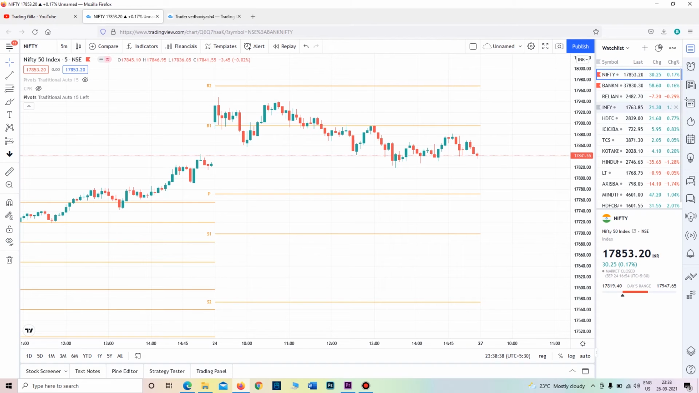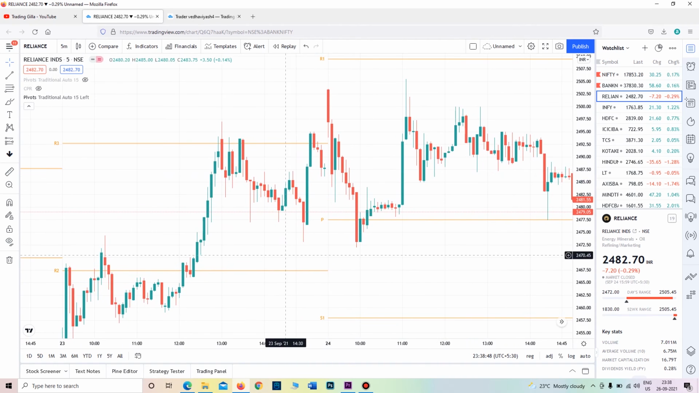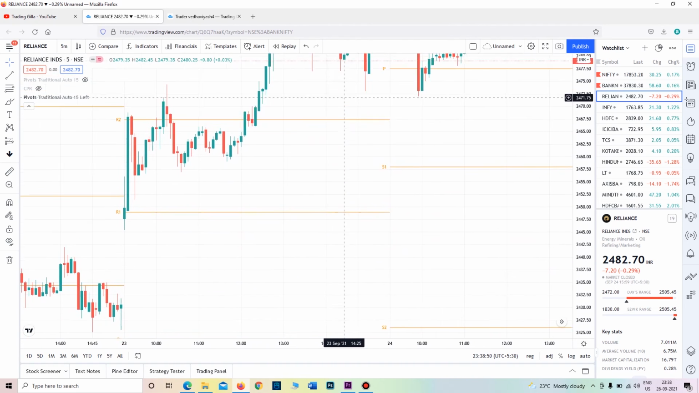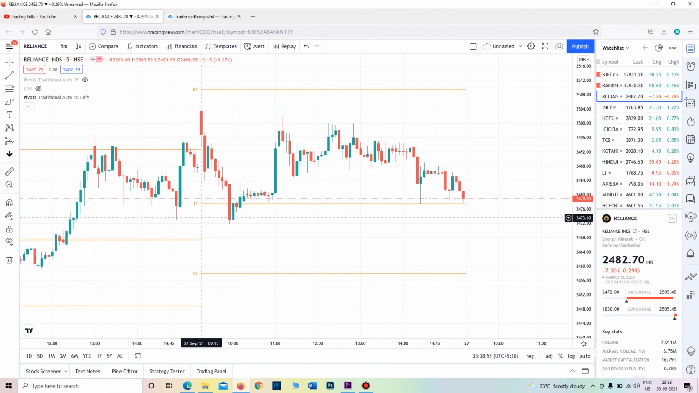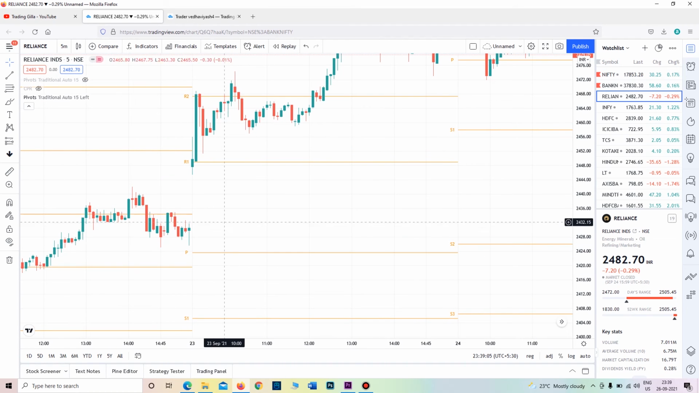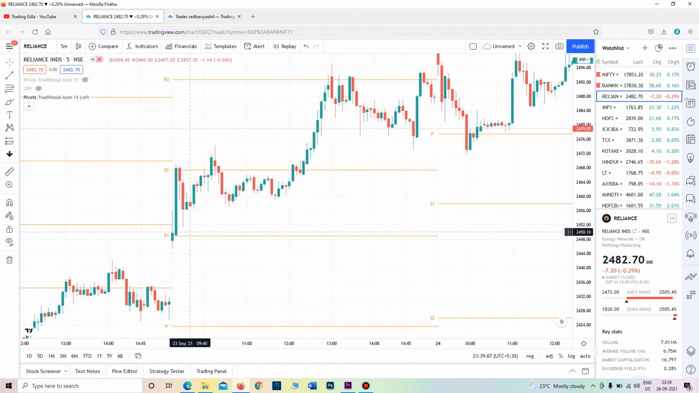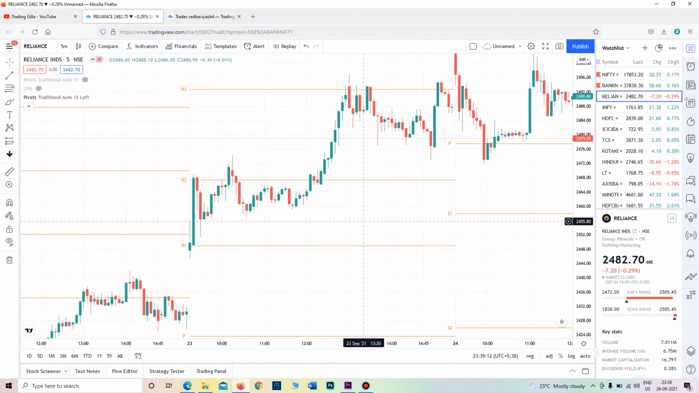Now not only the index, we can check stocks also. Now I will choose Reliance stock. See friends, the pivot point is here and above the pivot point is bullish, and here the pivot point is here and it has opened gap up and is a completely bullish market.